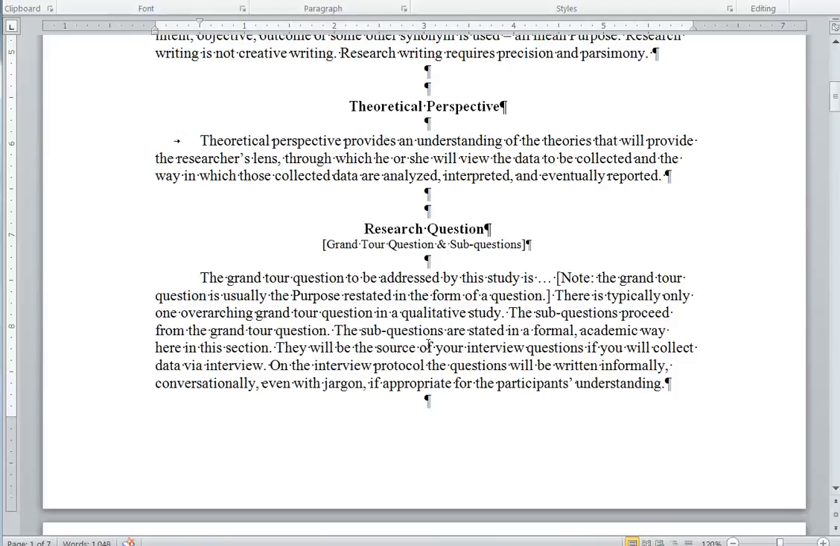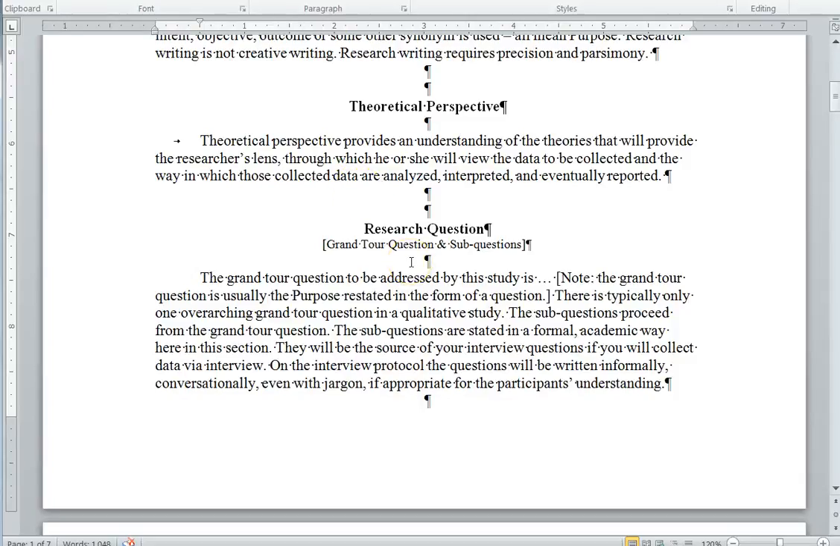We will have a theoretical perspective, and this time, rather than building on an established theory, we are going to use a theory as our lens. We might be using constructivism, or self-directed learning, or transformational learning, any number of different lenses that will contribute to how we view this particular study.